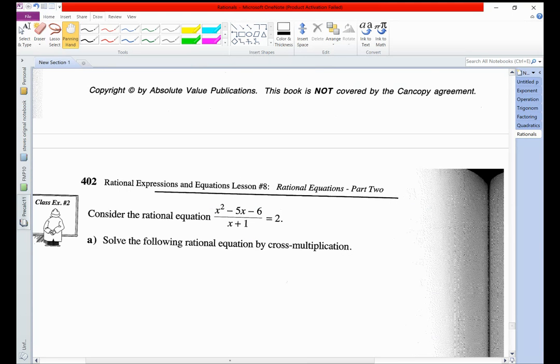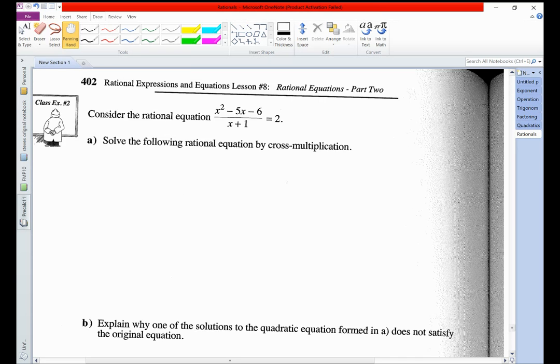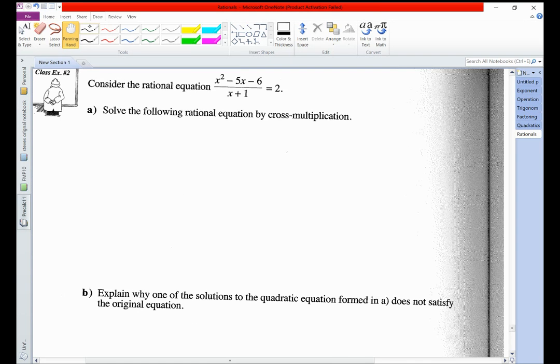Here we go. Consider the rational equation (x squared minus 5x minus 6) all divided by (x plus 1) is equal to 2. Solve the following rational equation by cross multiplication. So we know that when we have just one term on either side, we can do the cross multiplication. In this case, that 2 is over a 1. And so we're going to multiply that trinomial by 1, which is just going to give us the same value.